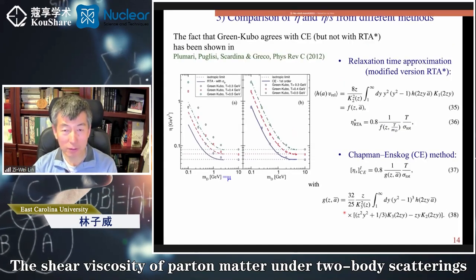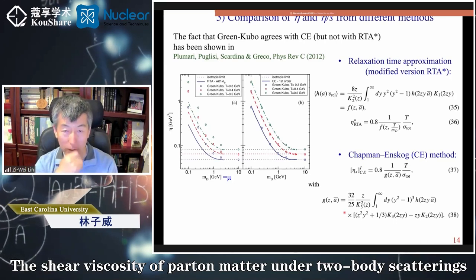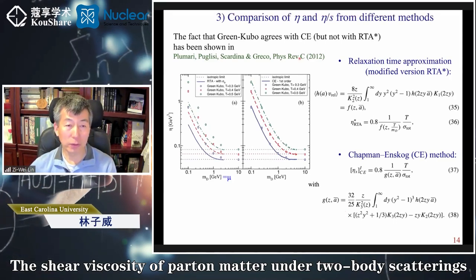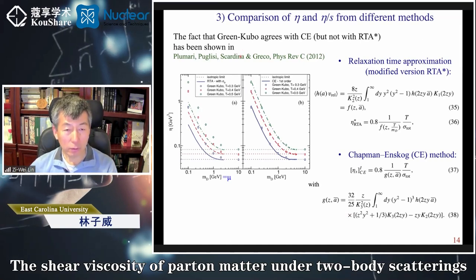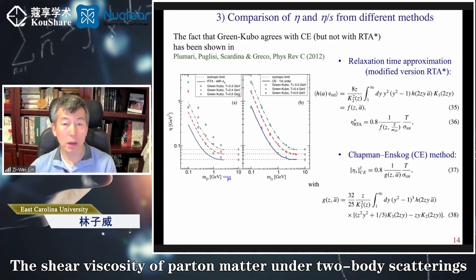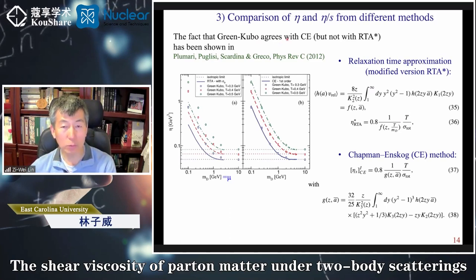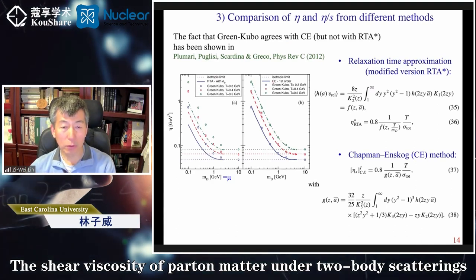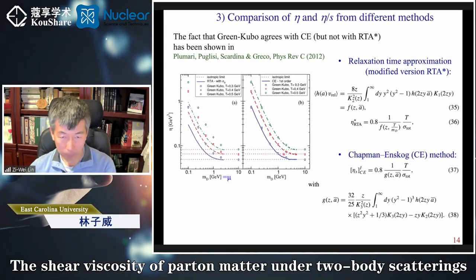Actually, this result is not new, because we found that about 10 years ago, in this reference, people did their own Green-Kubo simulation and showed that the Green-Kubo results agree with the Chapman-Enskog results, as you can see here. The first order CE method results are the curves and lines, and the Green-Kubo results are the circles, for different temperatures as a function of the screening mass m_D, which is called mu in our approach.